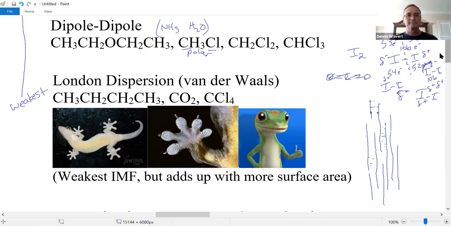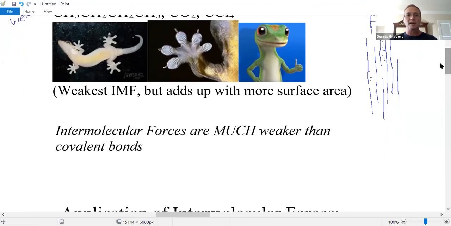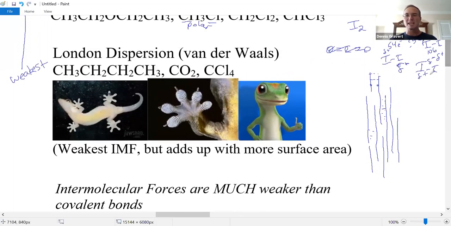Cool. What else do we need to know? Oh yeah, intermolecular force is much weaker than covalent bonding. So remember how I talked about the candle? We didn't break any covalent bonds until the very end, using a lot of energy from the heat of the flame. The intermolecular forces are really, really weak. And so the weakest chain break, you know, the weakest link is the one that breaks.